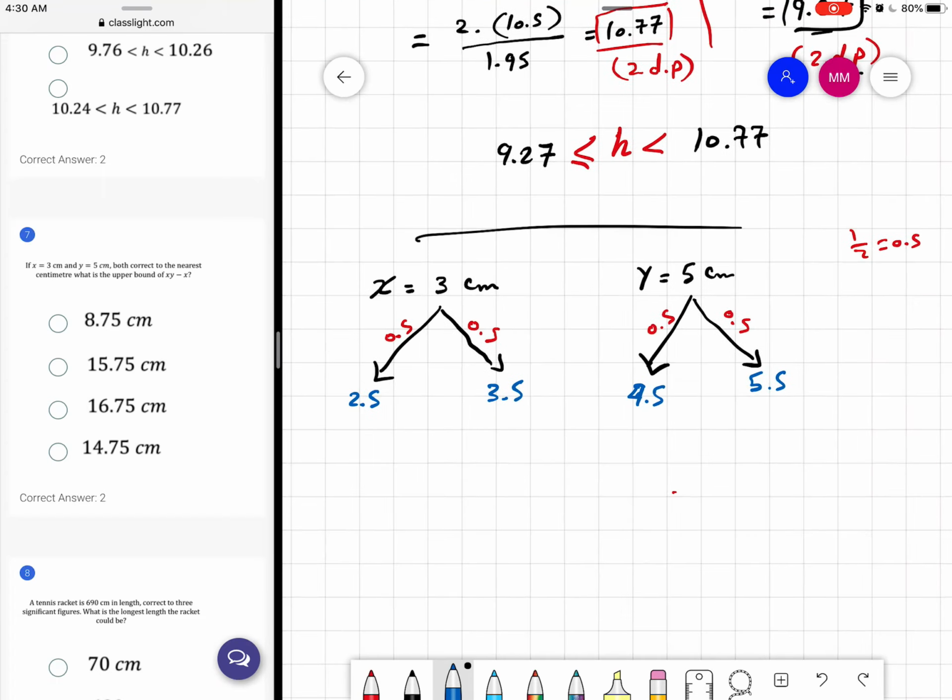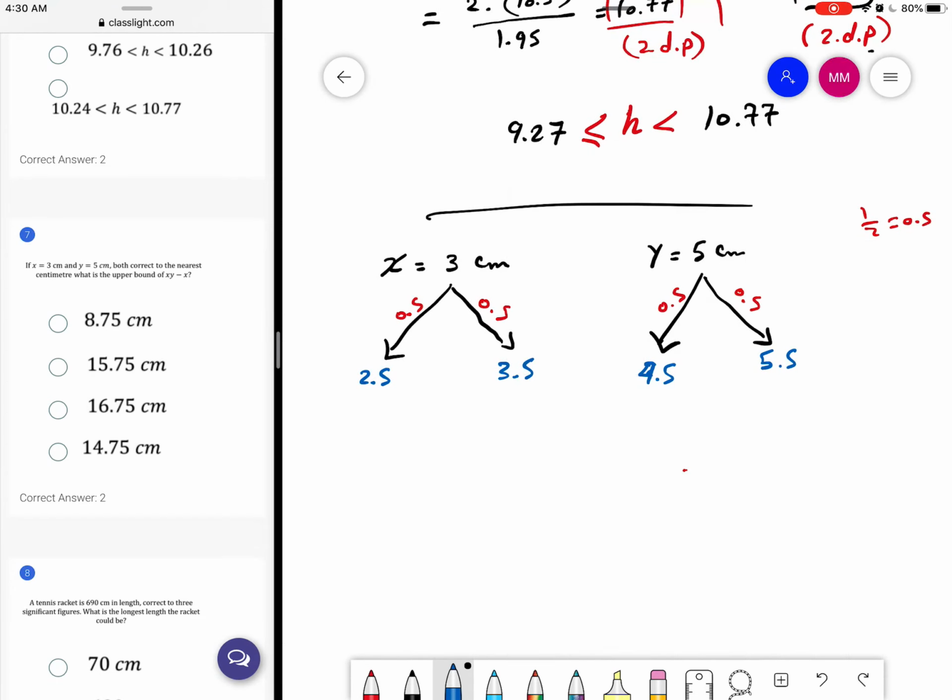After that he asks, what is the upper bound of xy minus x? So look here with me, I need xy minus x. I need to calculate the upper bound of this calculation. I know that this one is subtraction, so upper bound will be upper bound minus lower bound, and the first one is multiplication, so it will be upper multiplied by upper.